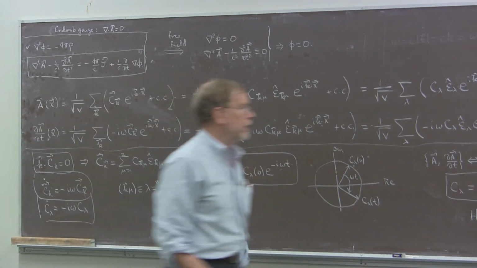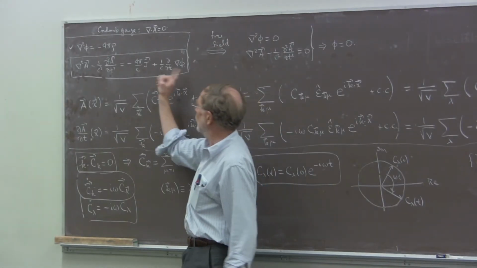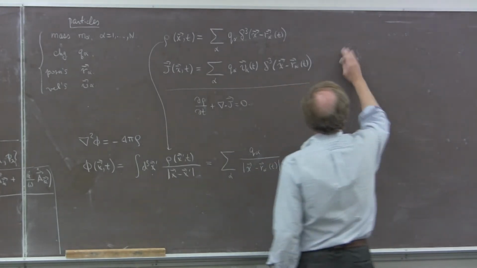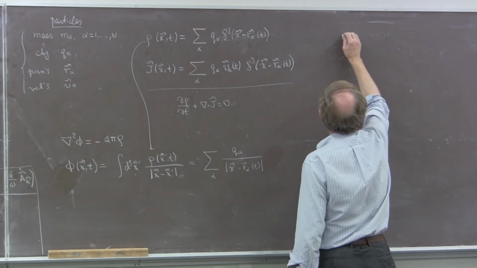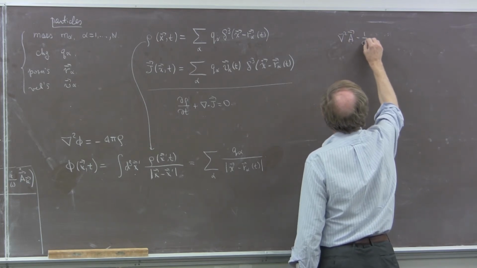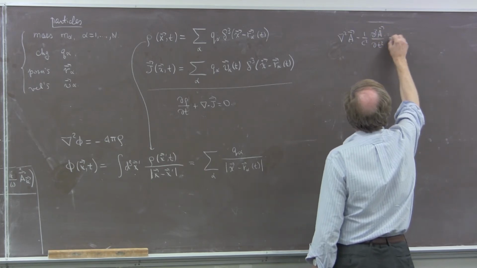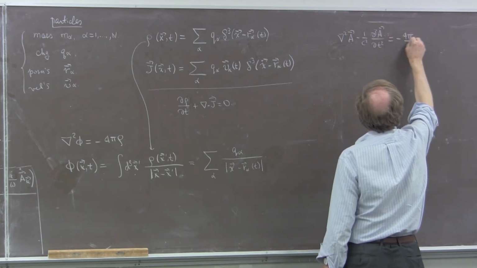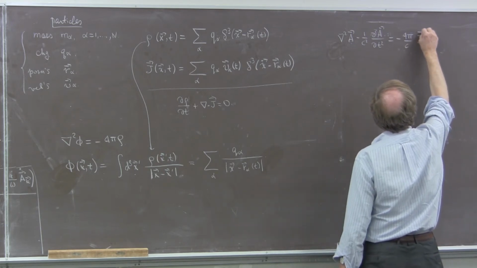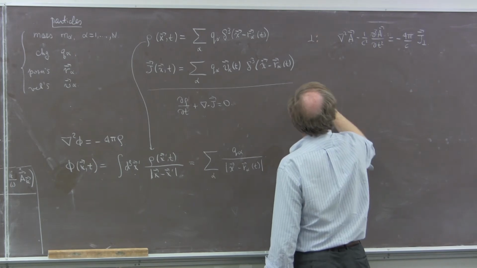So if we project out the transverse part of the wave equation, this is now a wave equation, you see, which is driven by a right-hand side. It's a driven wave equation. If we project out the transverse part, it gives us del squared A minus 1 over c squared, d squared A dt squared, is equal to minus 4 pi over c times the transverse part of the current. So that's the transverse projection of that equation.